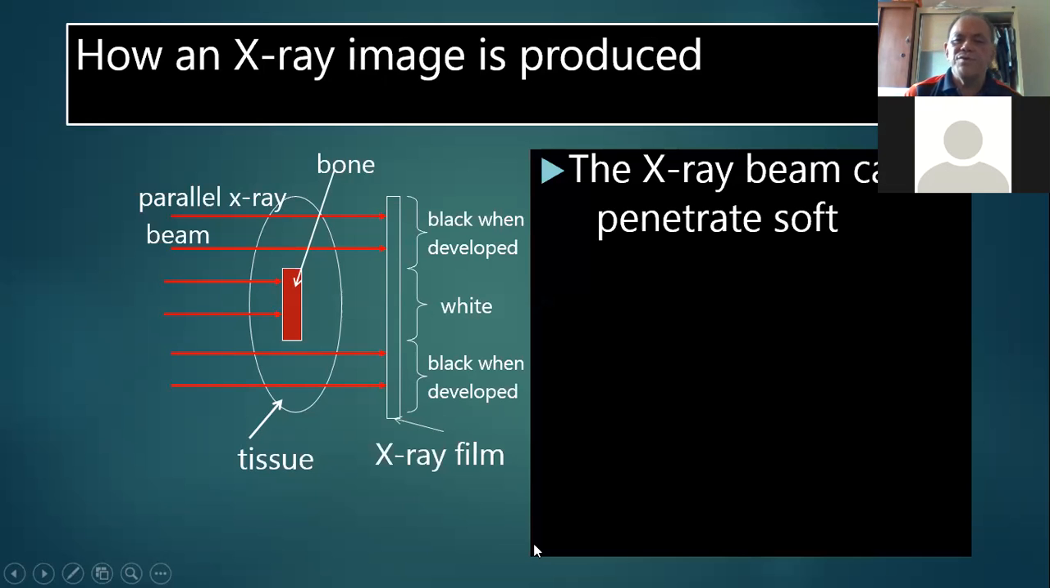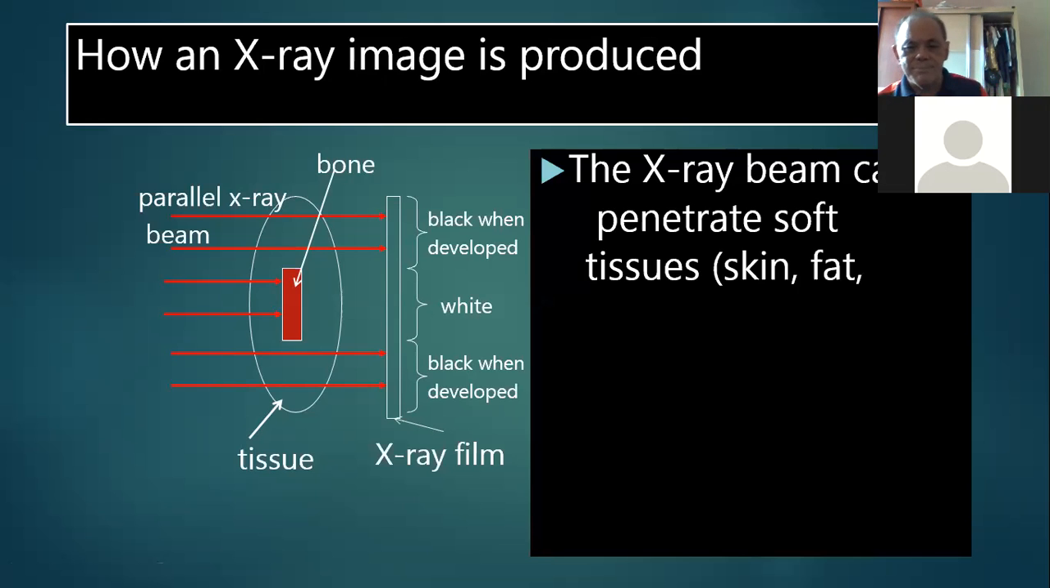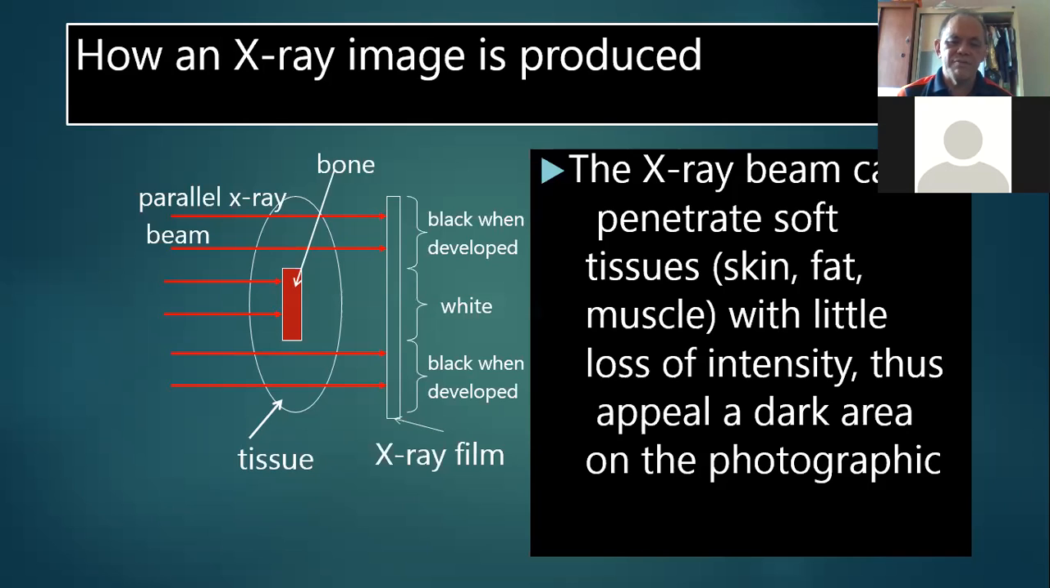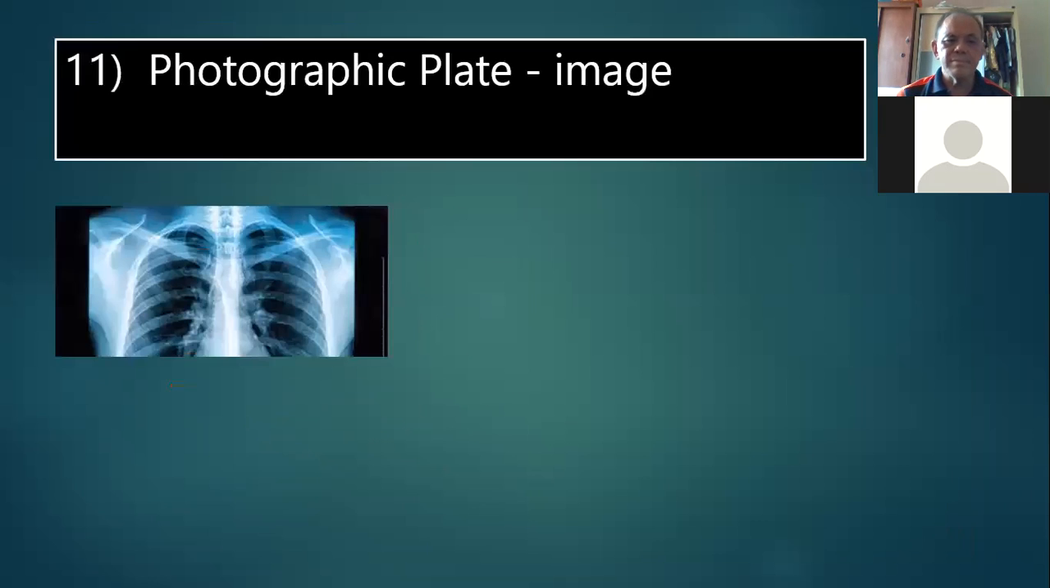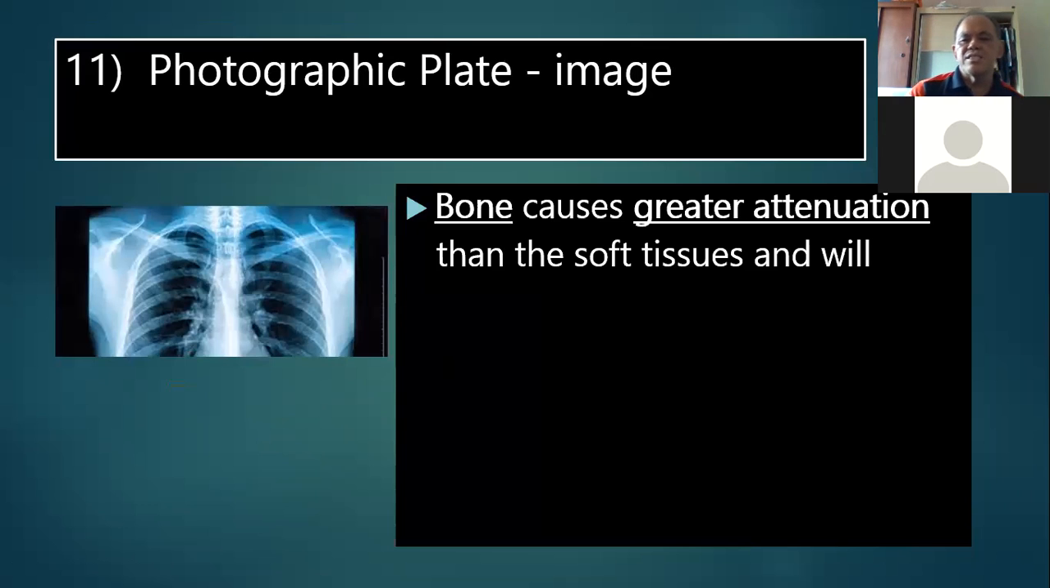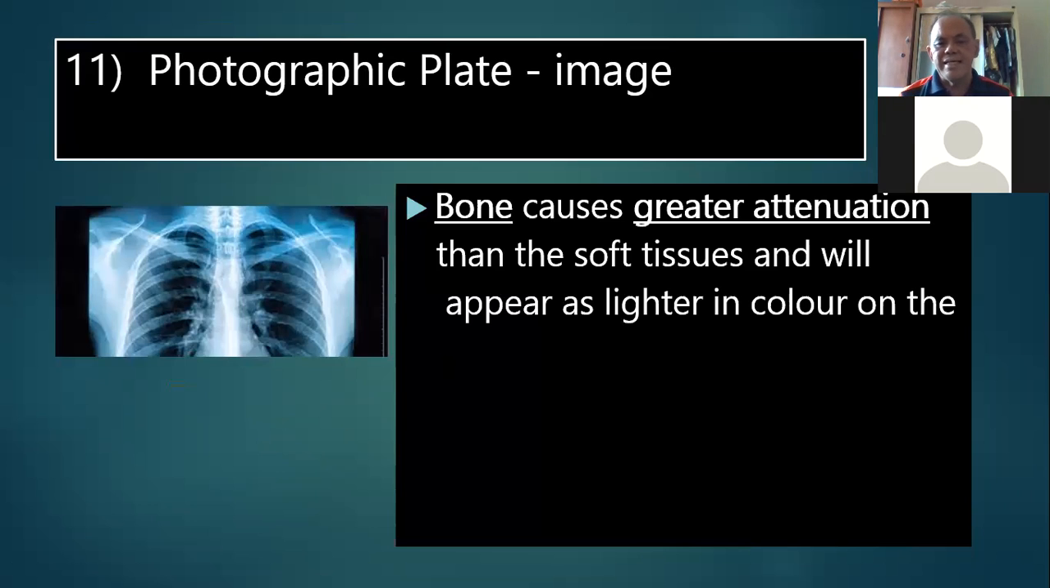So the X-ray beam can penetrate soft tissue, for example skin and fat and muscle, with little loss of intensity, thus appearing as a dark area on the photographic film. That's the X-ray of the top of the lung. Bone causes greater attenuation. Remember, greater energy loss in bone than soft tissue, and will appear lighter in color on the film. You can see the bone there, the rib. Darker is the lung there because the X-ray passes through.